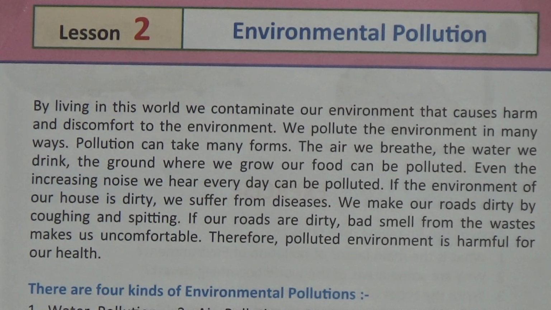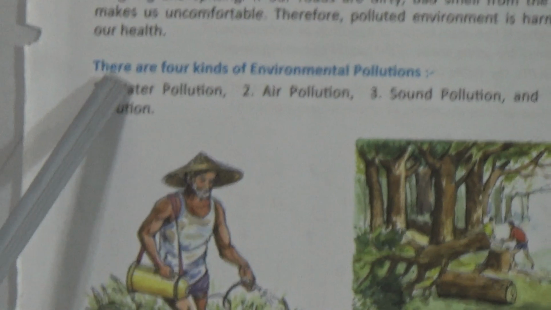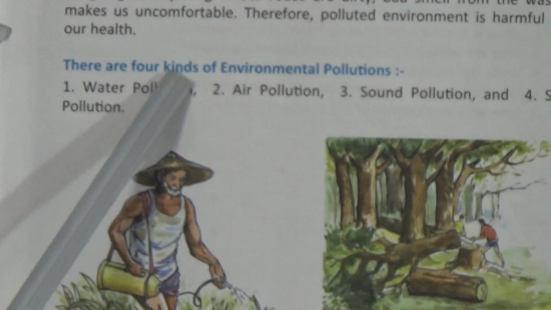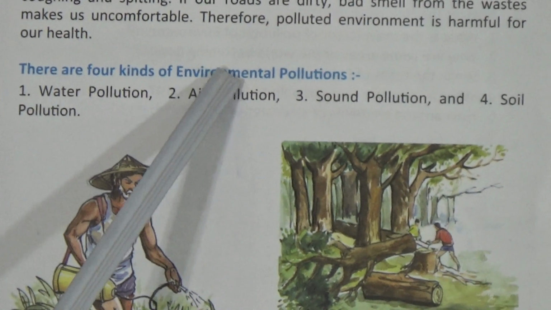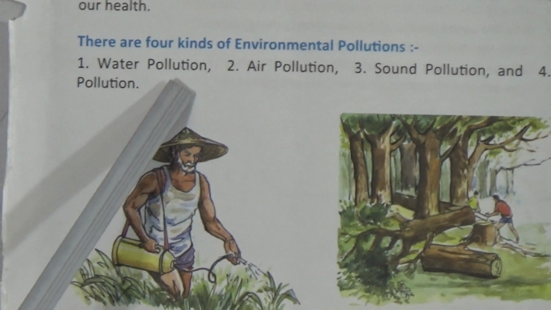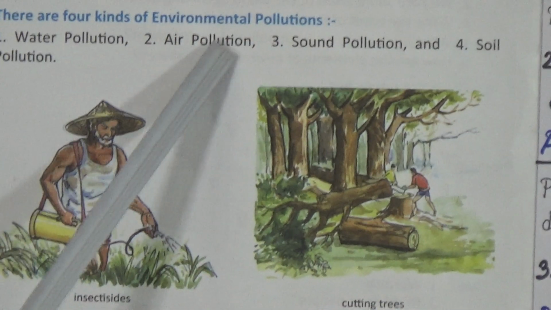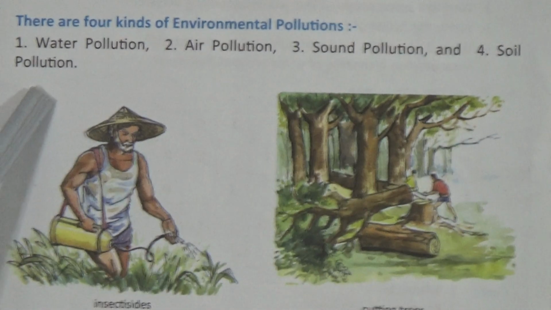There are various kinds of pollution. Here we will discuss four of these. There are 4 kinds of environmental pollution. So how many kinds of pollution? 4 kinds of environmental pollution. Number 1, water pollution. Number 2, air pollution. Number 3, sound pollution, and number 4, soil pollution.